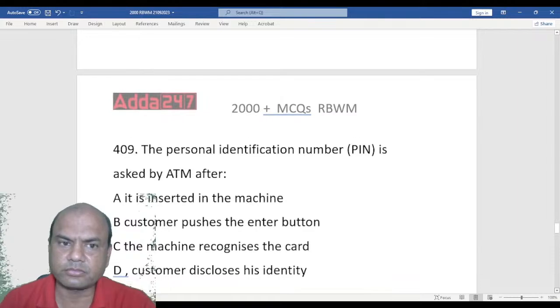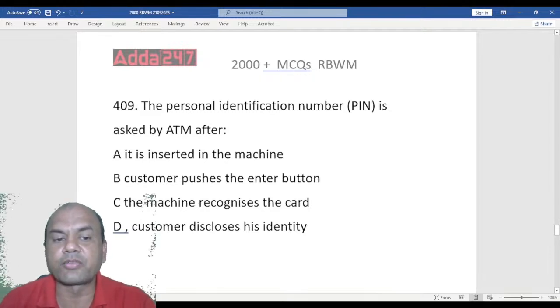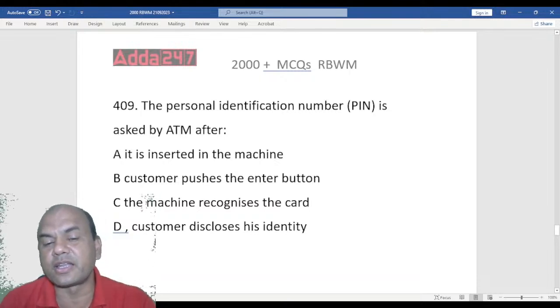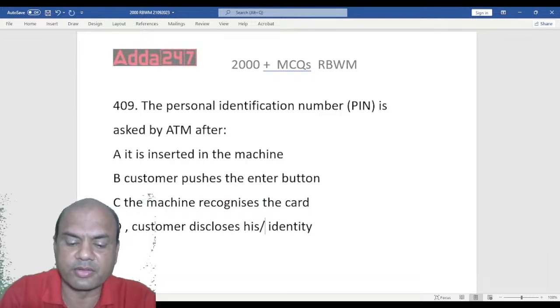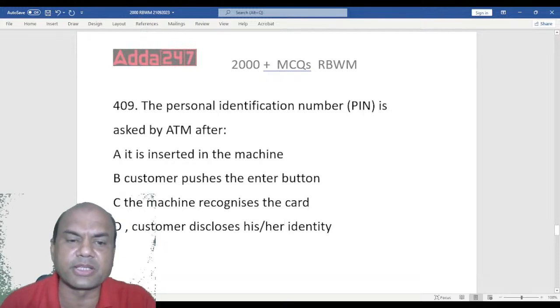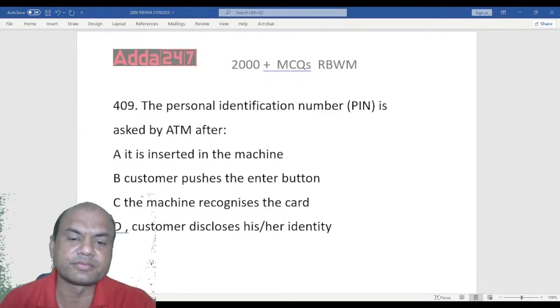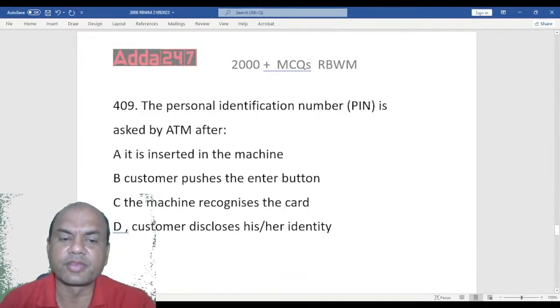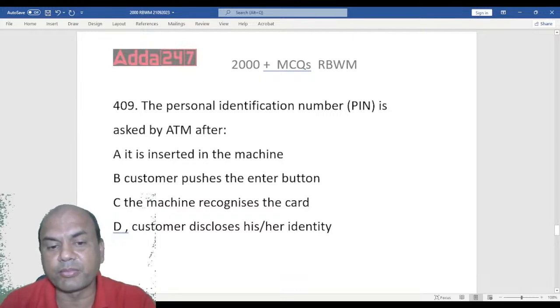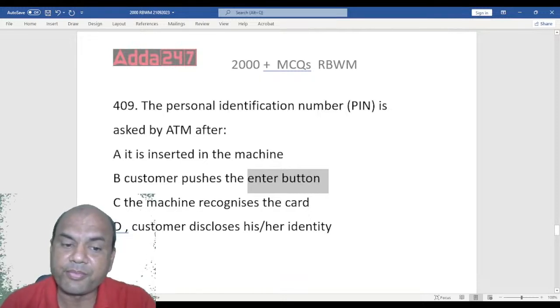Next one. The personal identification number, PIN, is asked by the ATM after the card is inserted in the machine, the customer pushes the enter button, the machine recognizes the card, or the customer discloses his or her identity. So when does it ask? Immediately once I push the card, will it ask me the PIN number? What do you think? After the customer pushes the enter button. Now this is a tricky one, because we must know each and every step of that ATM. What do you think is the answer?